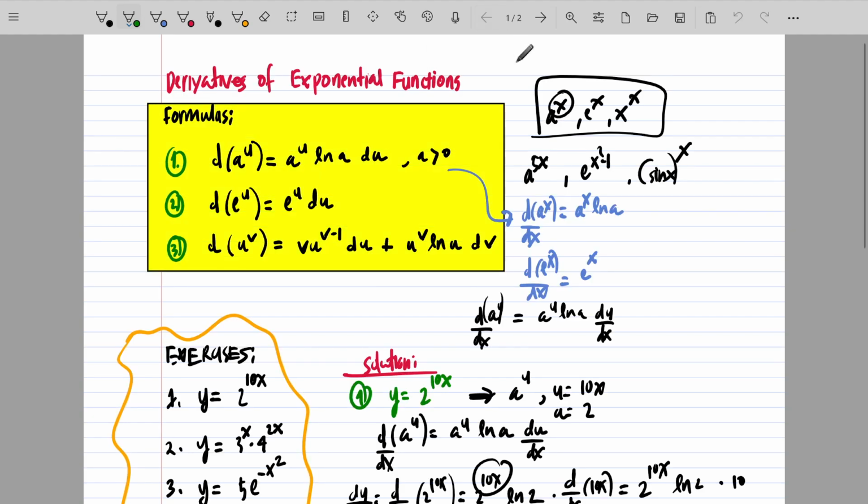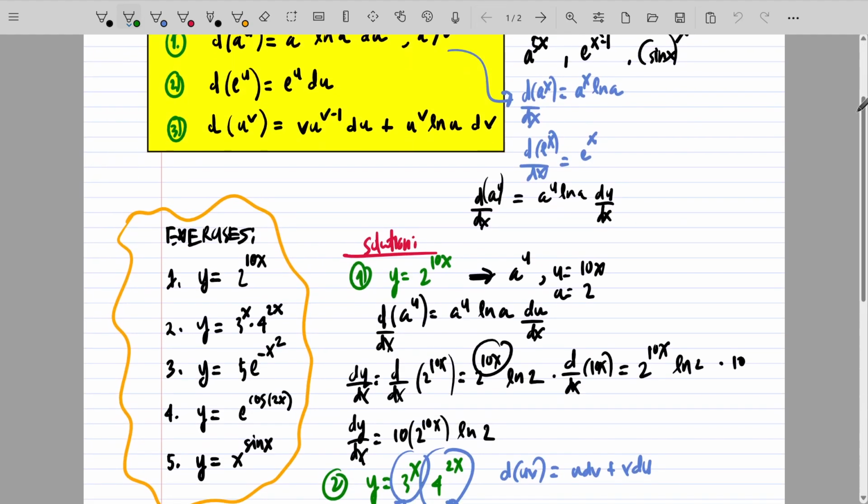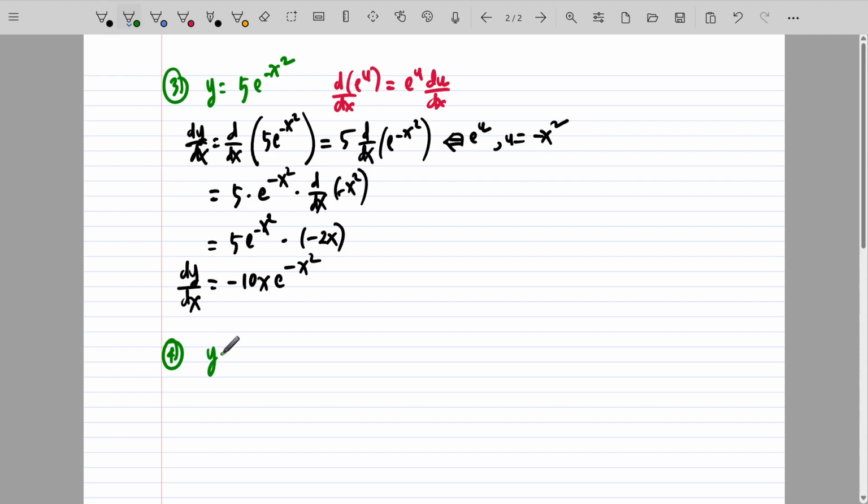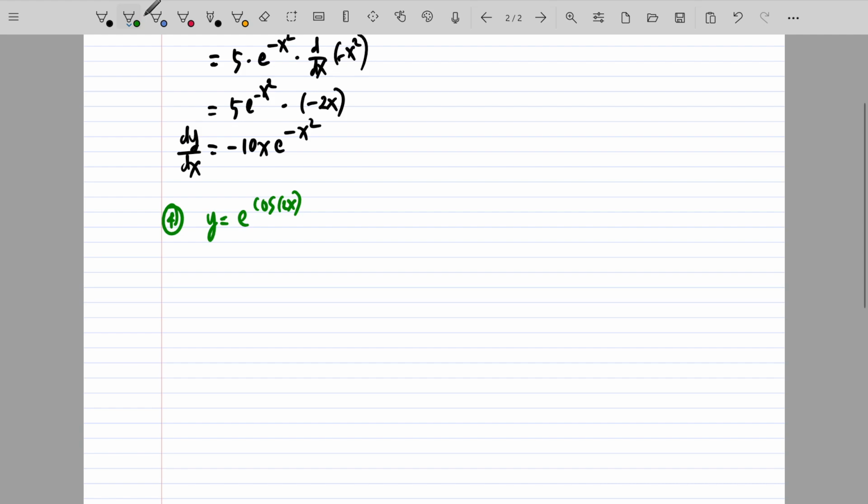Ano yung 4 natin? Okay, e raised to cosine of 2x. Okay, so dito guys yung ating u is naka-trigo function. Kasi pag kinumpare mo siya kay e raised to u, so that means our u is cosine 2x. Okay, so that means na dapat alam mo yung derivative ng cosine of u. Derivative naman ng cosine of u is negative sine of u, and then du.